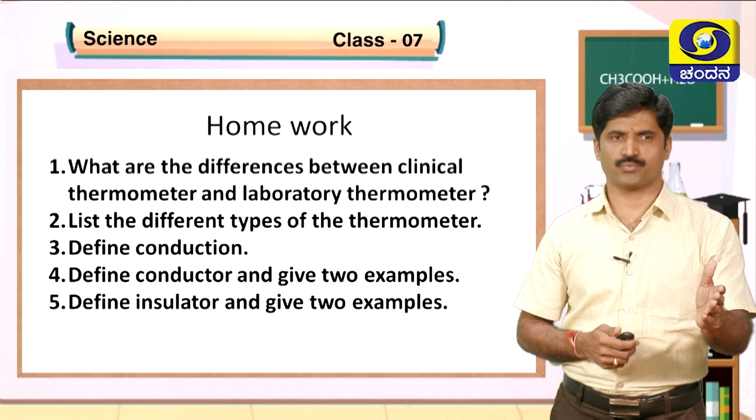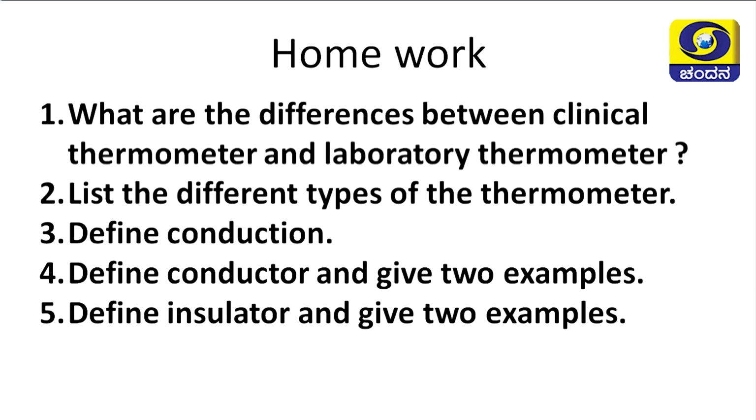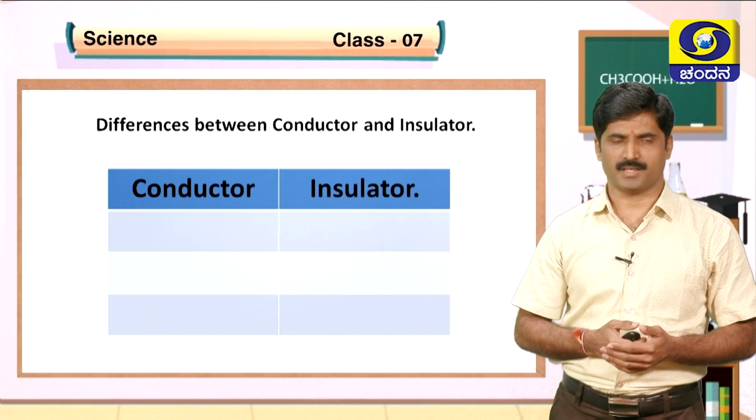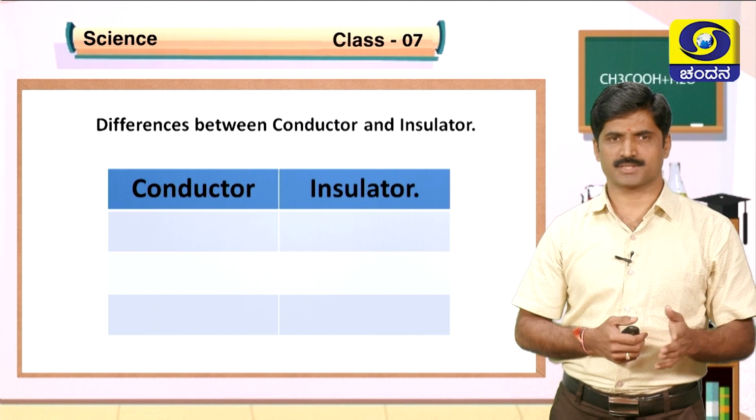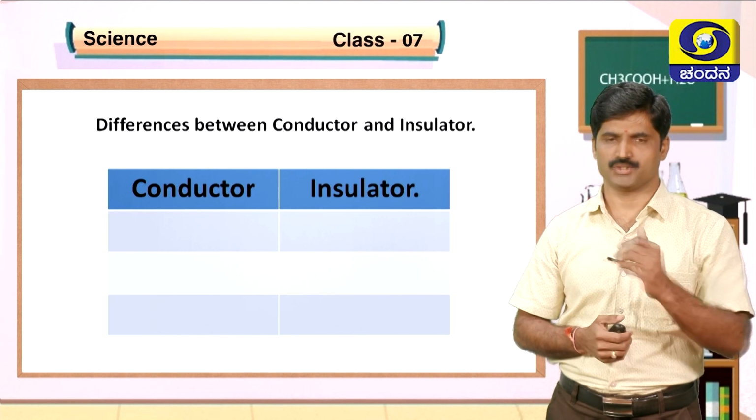I have a homework for you. What are the differences between clinical thermometer and lab thermometer? List the different types of thermometers. Third one is define conduction. Fourth one, define conductor and give 2 examples. Fifth one, define insulator and give 2 examples. And also write the differences between conductor and insulator.